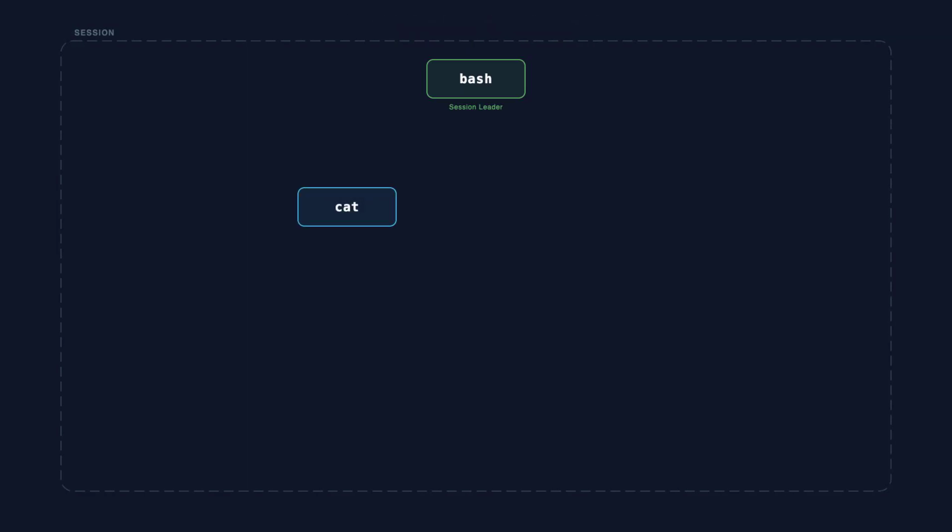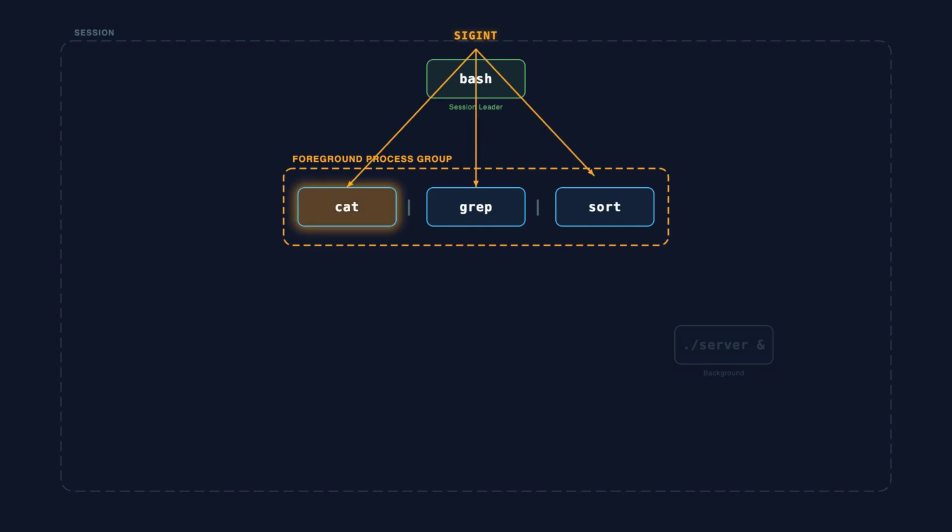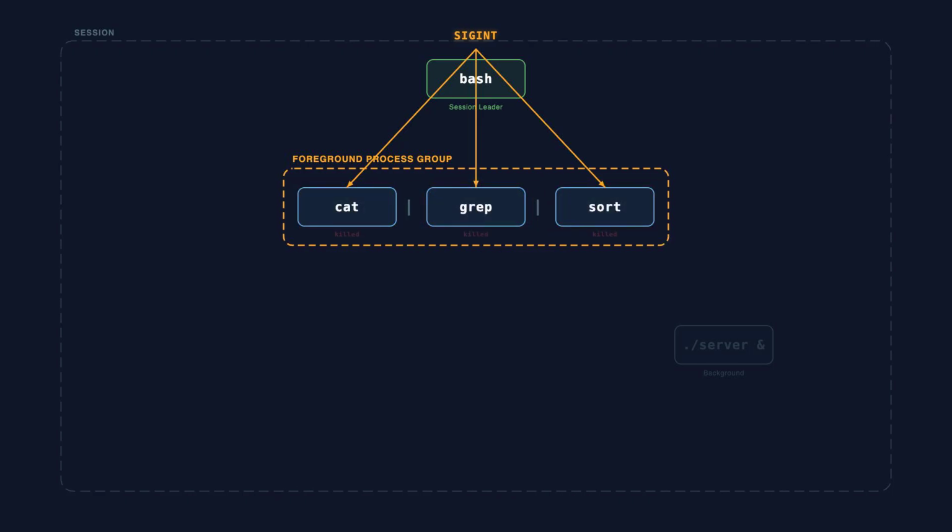When you open a terminal, your shell creates something called a session. Within that session, processes are organized into groups. Think of it this way. When you run a pipeline like cat, pipe to grep, pipe to sort, all 3 of those processes belong to the same process group. They're a team working together on one job. Your shell keeps track of which group is in the foreground, meaning which group currently owns the terminal. When the TTY generates SIGINT, it sends the signal to every process in the foreground process group. Not just one process, all of them.